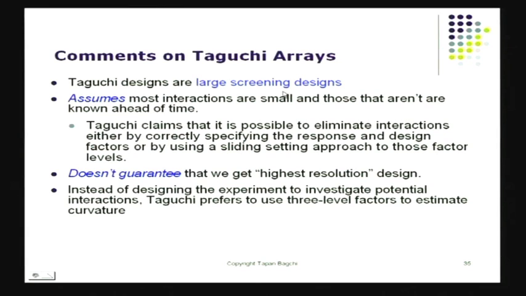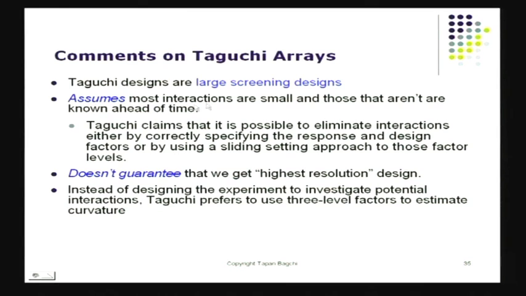Something we've got to remember is that we were not looking at interaction. Therefore, Taguchi arrays are basically screening designs. They basically let you see very quickly which factors are important and which factors are probably not so important. That is something that can be done quite easily using orthogonal arrays.